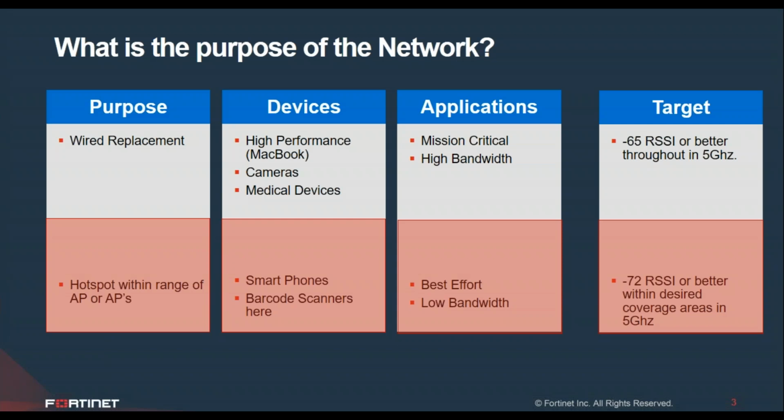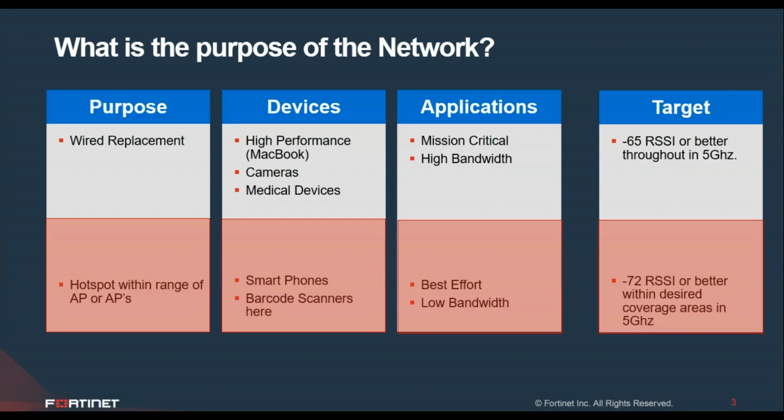The different applications and the different purpose of the network will definitely affect how we design the network and how we plan for the network. If I'm doing a high performance, high bandwidth, a wired replacement type network, I'm going to design the network for a -65 signal strength everywhere in 5 gigahertz. And that's going to provide, as we're going to see later in the presentation, excellent performance and maximum bandwidth and performance to the devices. If it doesn't need that type of performance, then I might design to a lower standard. I might design to a -72 signal strength or better in the coverage areas. And we're going to take a look at what those numbers mean as far as the performance of our network.